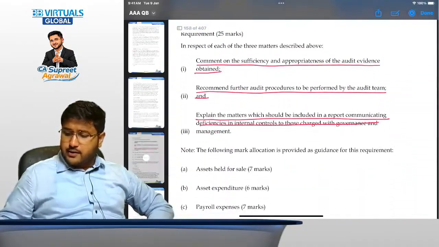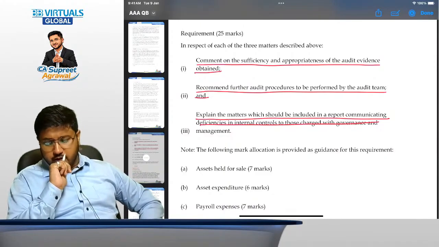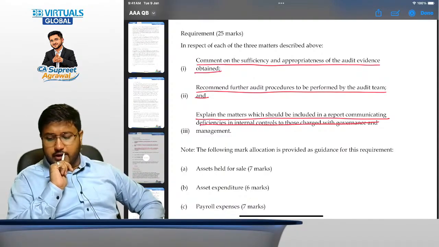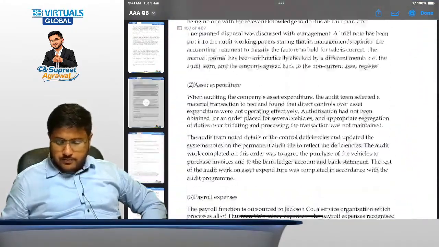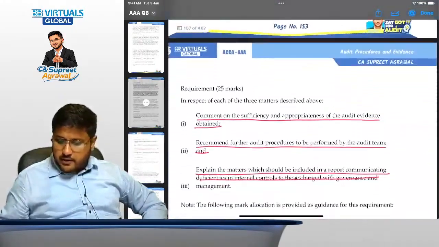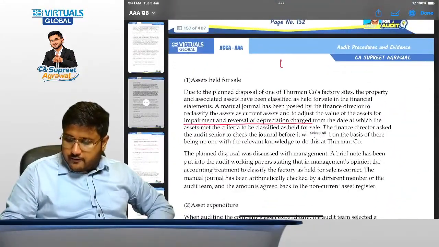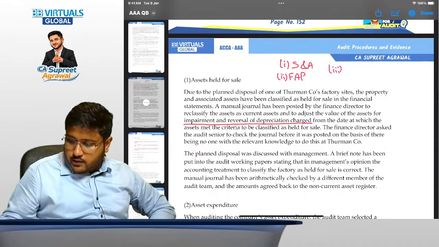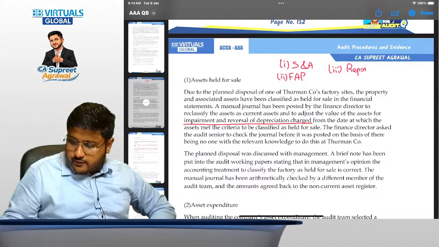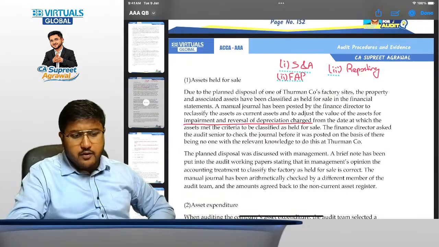So what you need to answer is: comment on the sufficiency and appropriateness of the audit evidence obtained, recommend further audit procedures, and explain the matters that should be communicated to management in case of deficiencies in internal control. Okay. So let me write it. Sufficiency and appropriateness of audit evidence, further audit procedures, and then third one, reporting requirements for deficiencies in internal controls. Please take 2 to 3 minutes, draft your answer for this one, then we will be discussing it.